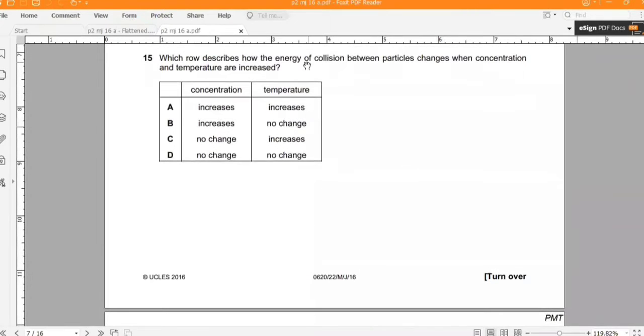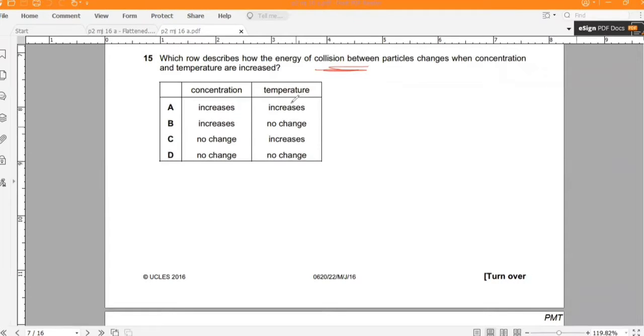15. Which row describes how the energy of collision between particles changes when concentration and temperature are increased? Okay, so here listen, collision is directly closely related to the temperature. It's not about the concentration. If you increase concentration, there will be no increase of kinetic energy. Obviously, if you increase the temperature, then kinetic energy will also increase.